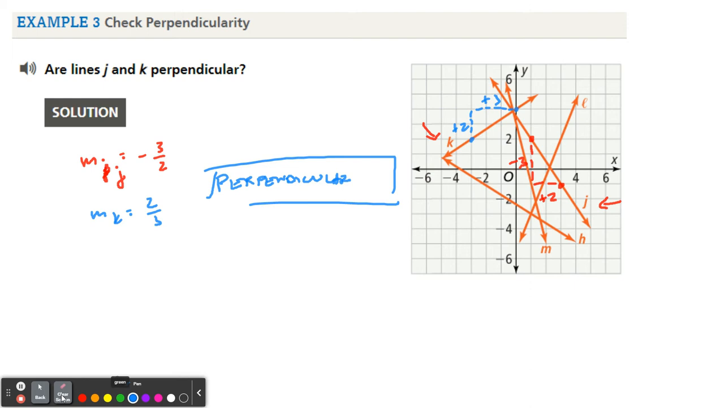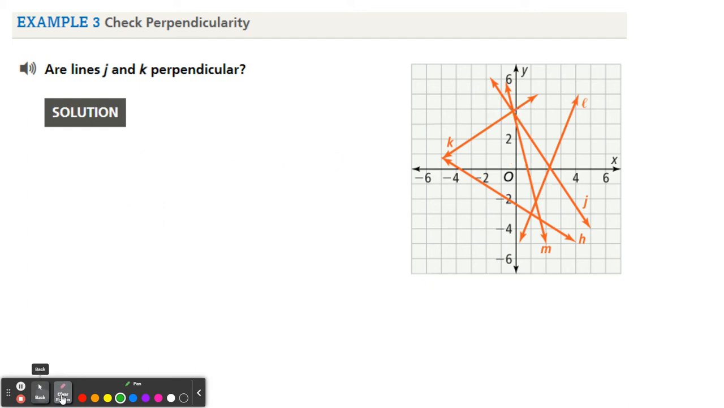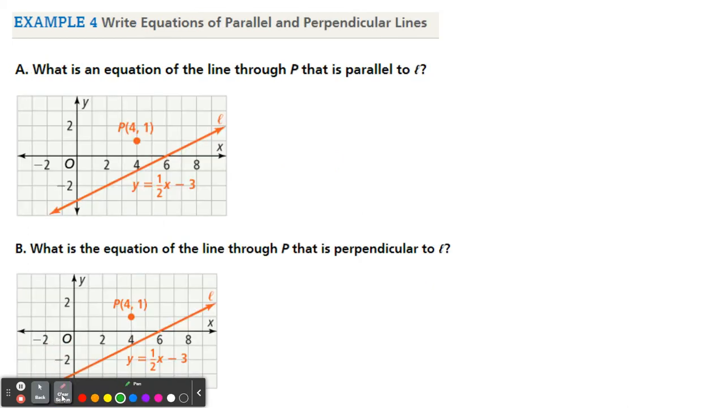If you look at where lines J and K intersect, they intersect right up here, okay? JK, and this does appear to be a right angle. Okay? Very good. All right, last problem here. It's a two-parter. Okay, so part A, it says, what is an equation of the line through point P that is parallel to line L? So in this problem, we need to find the line parallel to another line.